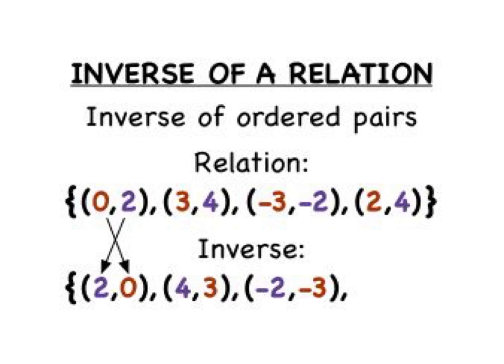First thing we're going to talk about is inverse of a relation. Inverse of ordered pairs. So if we have the relation given here with the points (0, 2), (3, 4), (-3, -2), and (2, 4), all we need to do is flip the x and the y values. So (0, 2) becomes (2, 0). (3, 4) becomes (4, 3). (-3, -2) becomes (-2, -3). And so (2, 4) would become (4, 2).